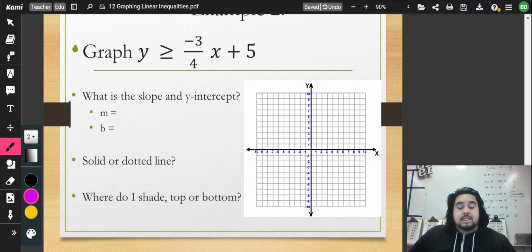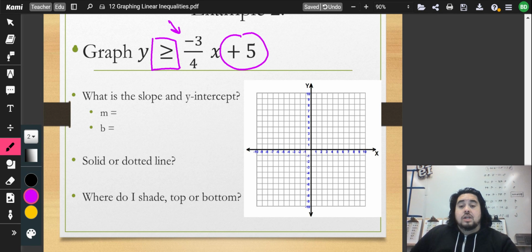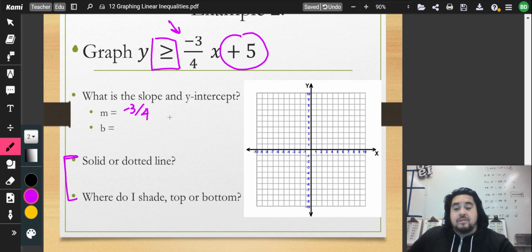Okay, so same process here. We're going to again look at our y-intercept, we're going to look at our slope, and we're going to look at the inequality. Okay. So the inequality here, greater than or equal to, again, that's going to answer these questions right here. My slope is negative 3 over 4. So that means after I graph my y-intercept, I'm going down 3 because that 3 is negative. And I'm going right 4. Remember, rise over run. Down 3, right 4. My y-intercept is 5 on the y-axis, always starting on the y-axis.